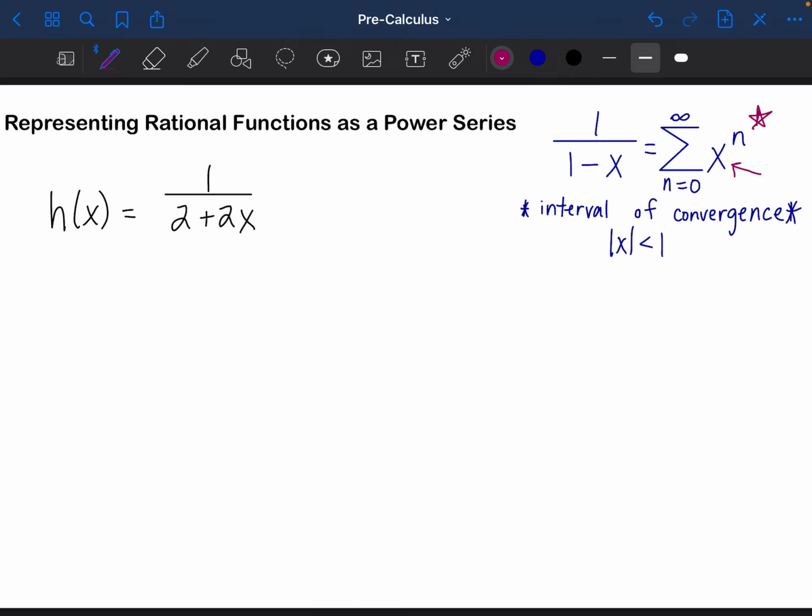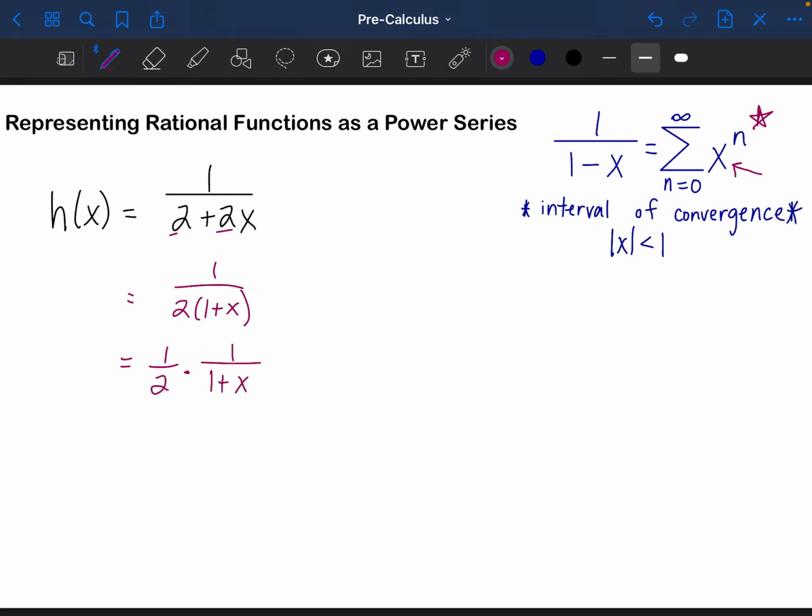We need to get it to look like 1 over 1 minus x. So the first thing that we notice we can do is we've got a greatest common factor here in the denominator, so we can take out a 2. 2 times 1 plus x. Okay, getting closer. That's like the same thing as saying 1/2 times 1 over 1 plus x. And that's almost right, but we've got an addition symbol there where this is subtraction.